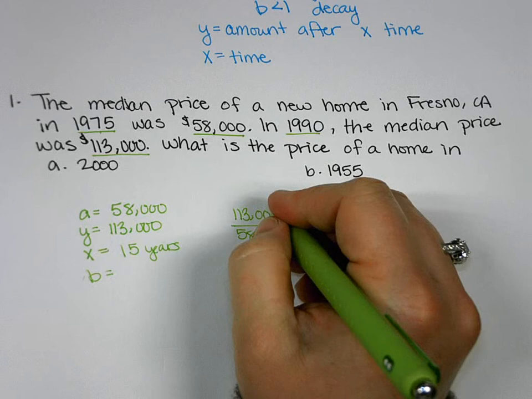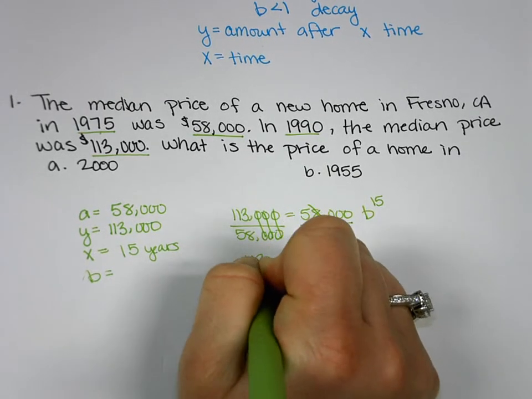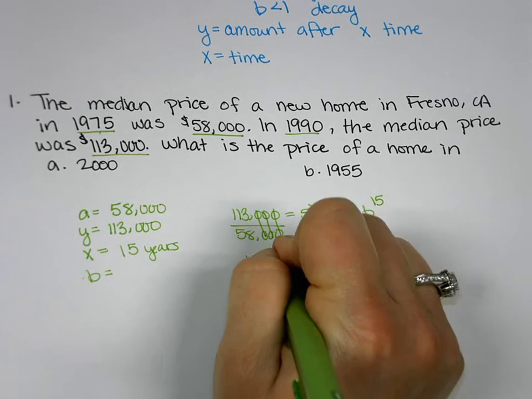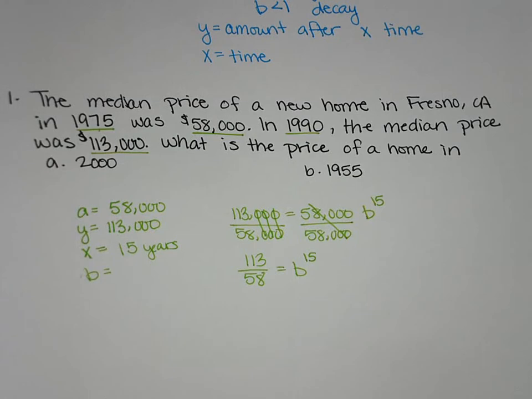And let's see, those will cancel, so I get 113 over 58. I'm just going to leave it as a fraction. I'll do my calculator work here later. So, to solve for B, do we need to use a log?